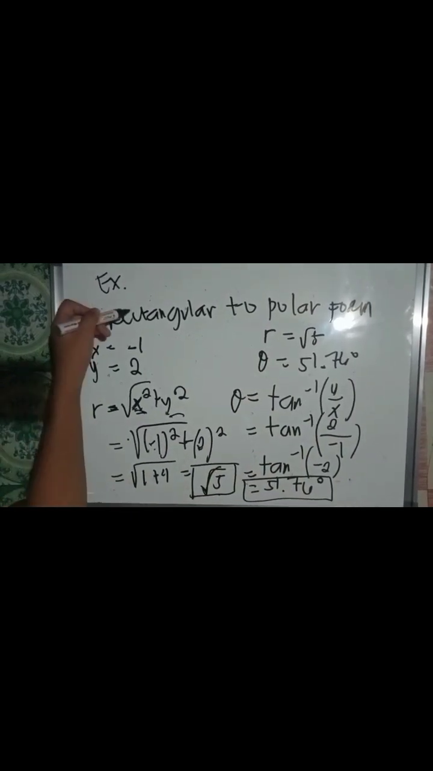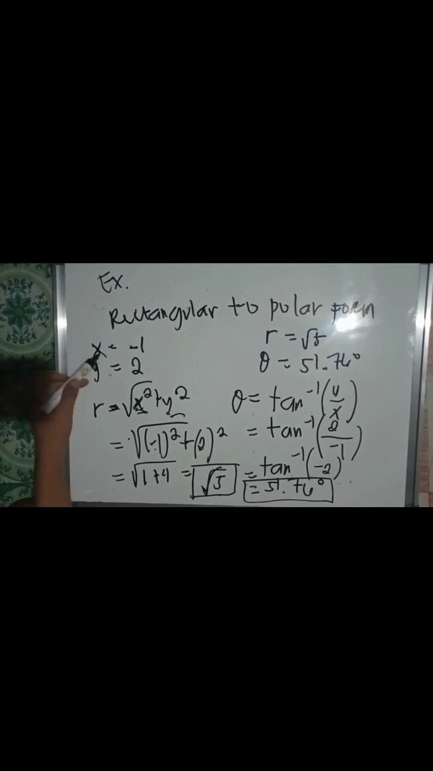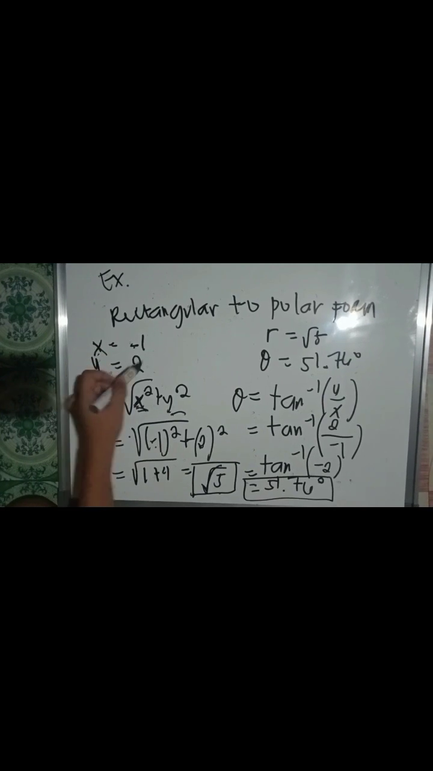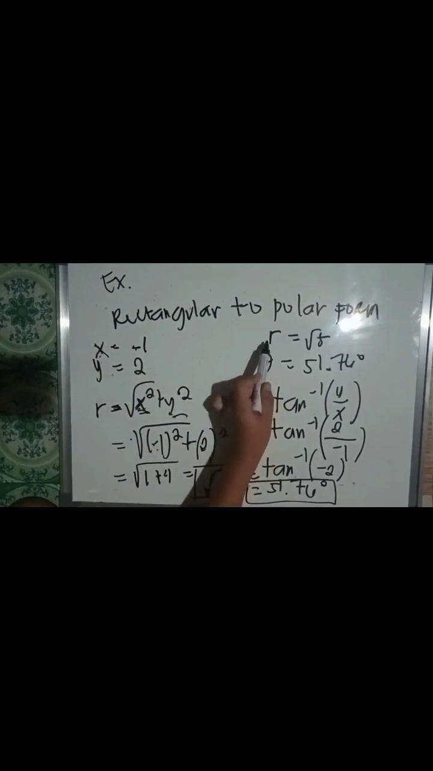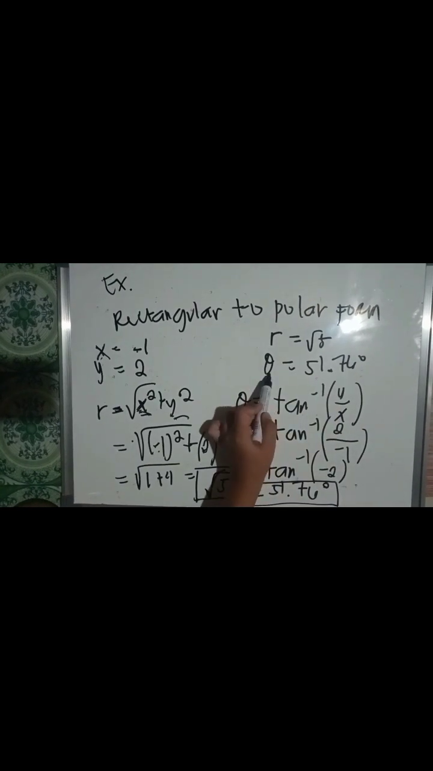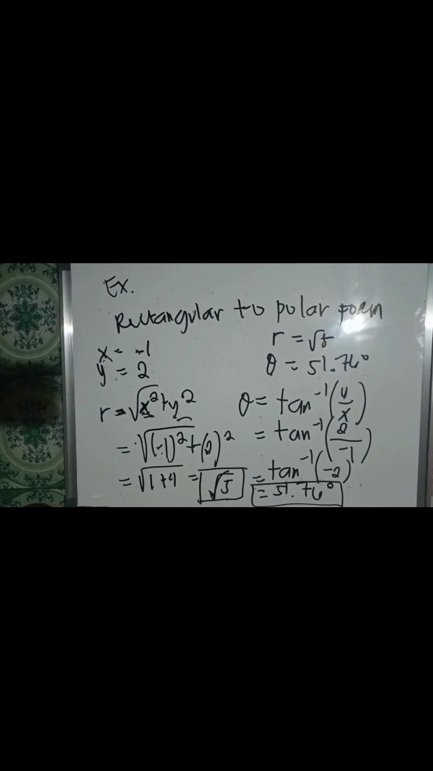Then, to conclude this one, the rectangular form of x and y, -1 and 2, converting to polar, the r is equal to square root of 5 and our theta is equal to 51.76, which is correct.